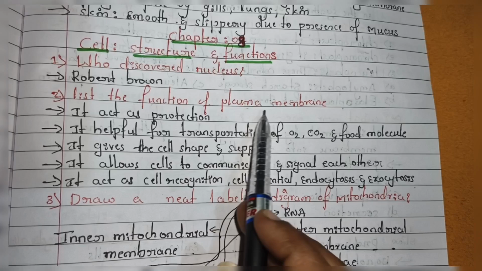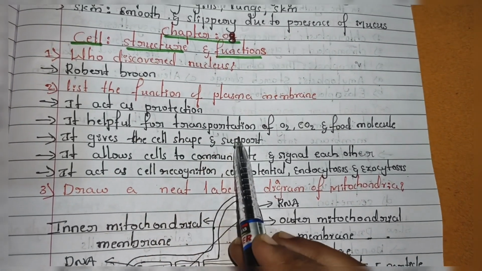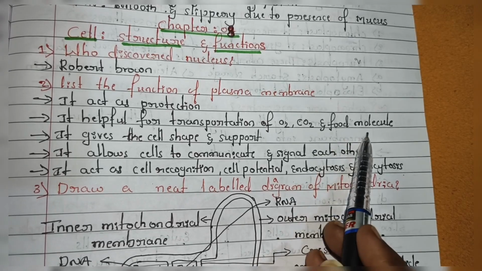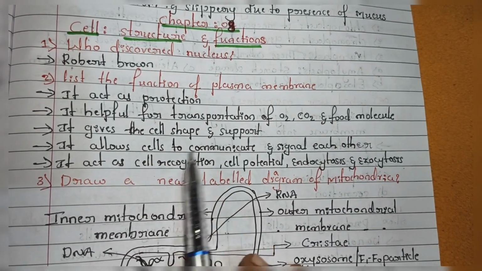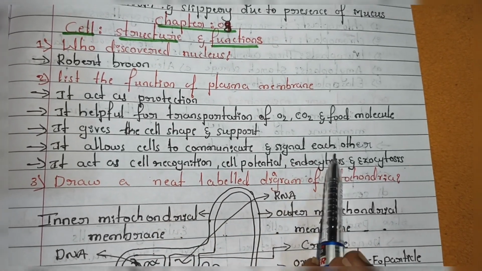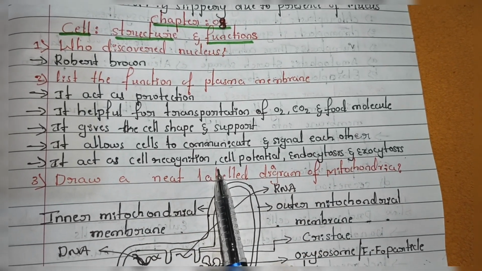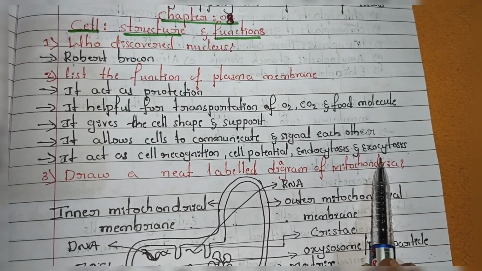List the functions of a plasma membrane. It acts as a protection. It is helpful for the transportation of oxygen, CO2 and food molecules. It gives the cell shape and support. It allows cells to communicate and signal each other. It acts in cell recognition, cell potential, endocytosis, and exocytosis.